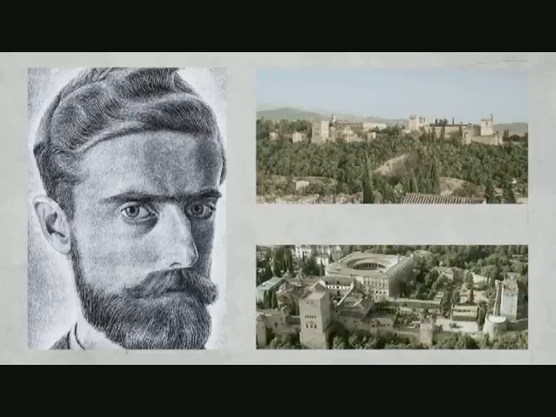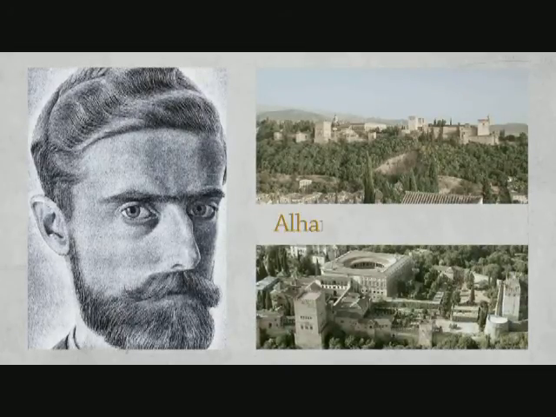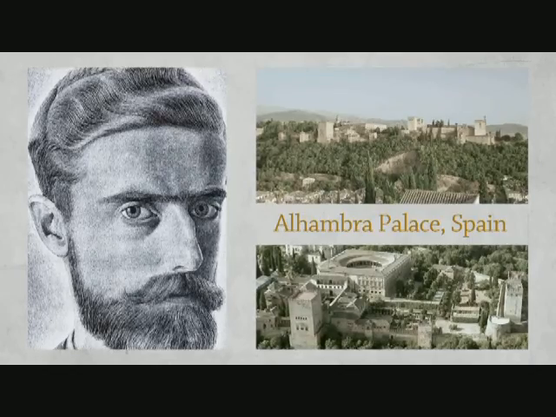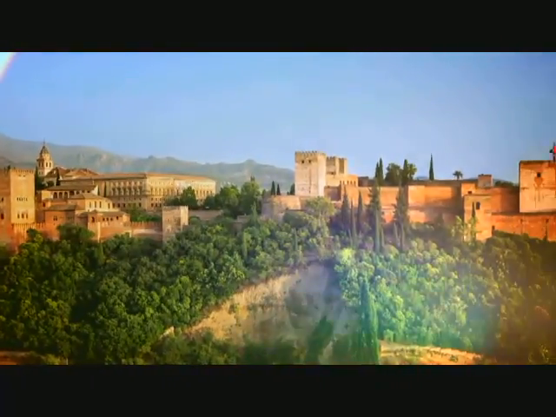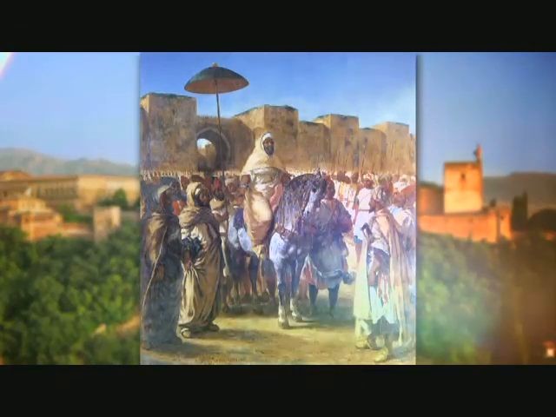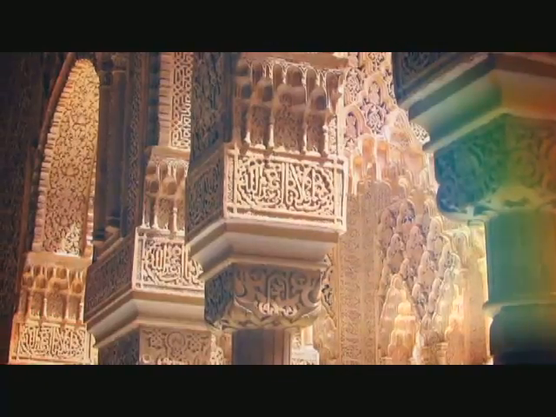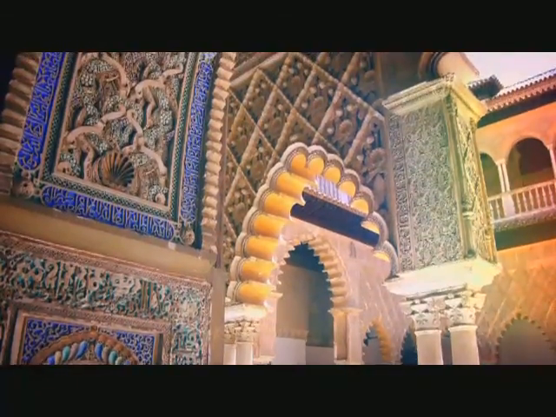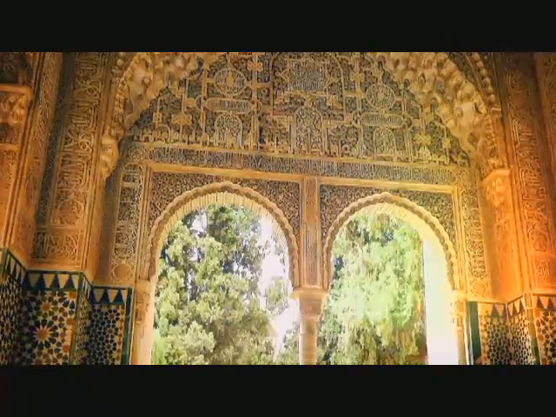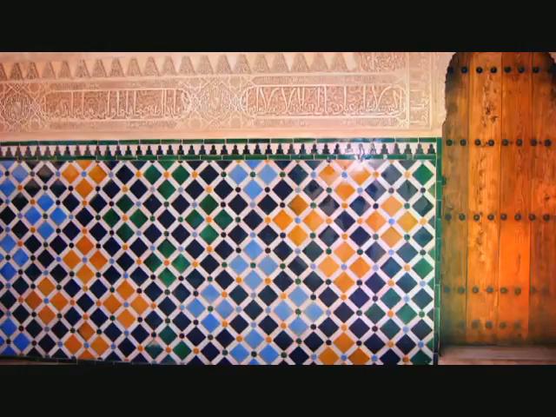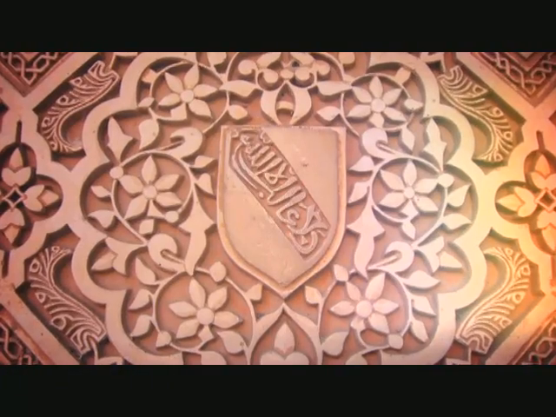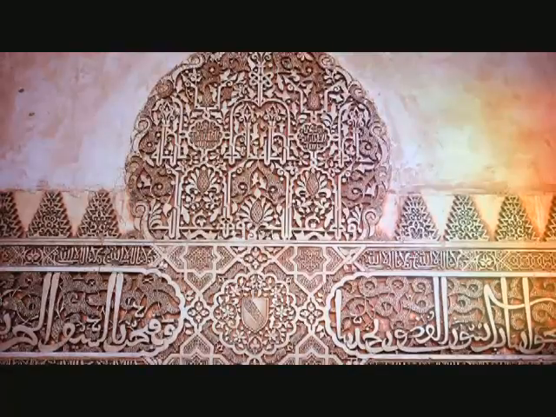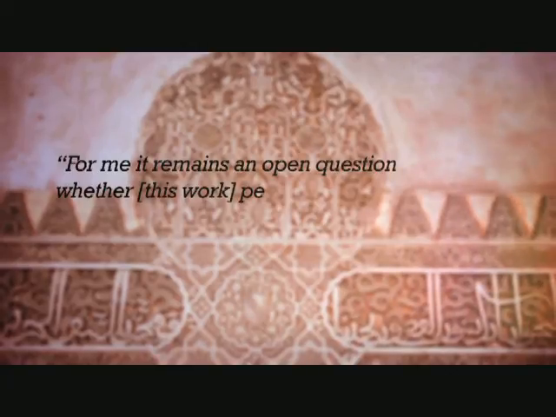In 1926, the young Escher visited the legendary palaces at Alhambra in Spain. The palace here was originally built by Muslim Moors in the 14th century. He was fascinated by the rich possibilities latent in the divisions of a plain surface that he found in these Moorish tilings. He studied these artworks deeply. Fascinated by the beauty of these patterns, he pondered, "For me, it remains an open question whether this work pertains to the realm of mathematics or to that of art."